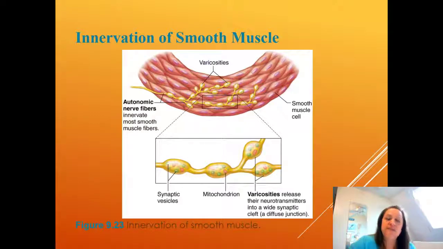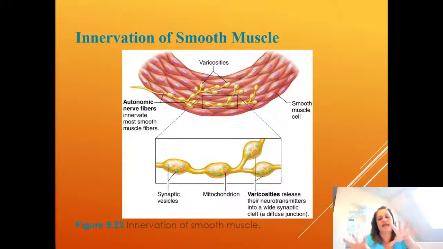So each one of those cells, you'll see the red kind of bent shape up there. Each one of those cells is one smooth muscle cell. Each one has one nucleus in it. But you'll notice that it has that autonomic nerve fiber. It's one nerve fiber, but notice how it branches out.